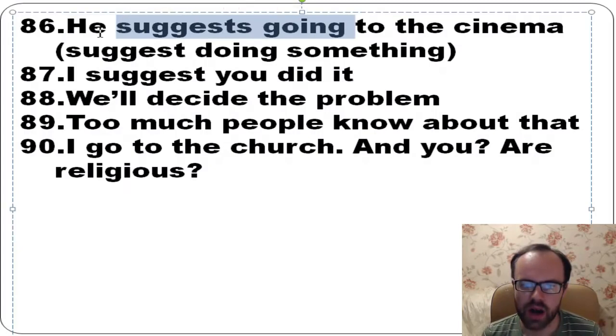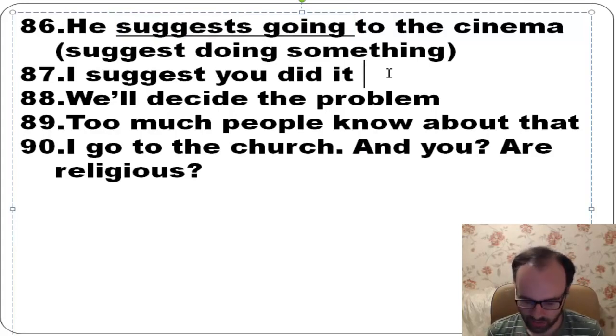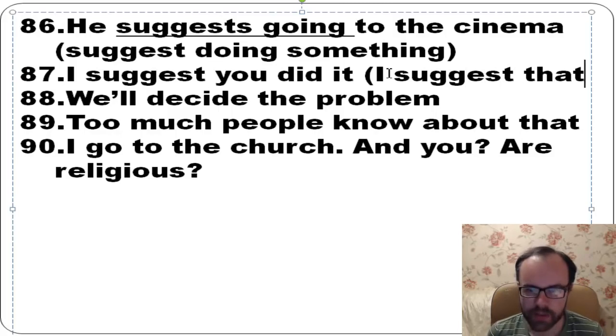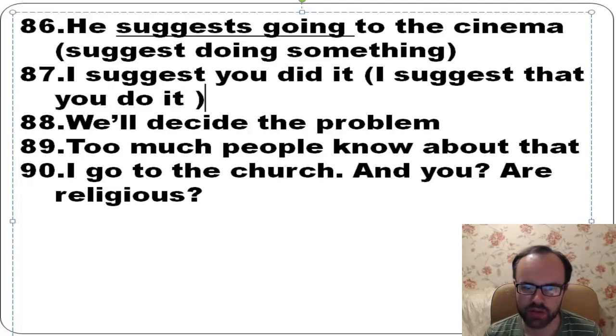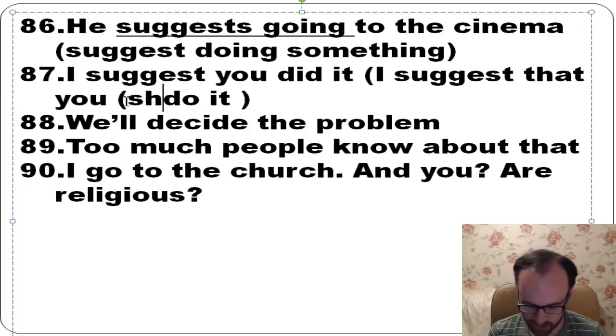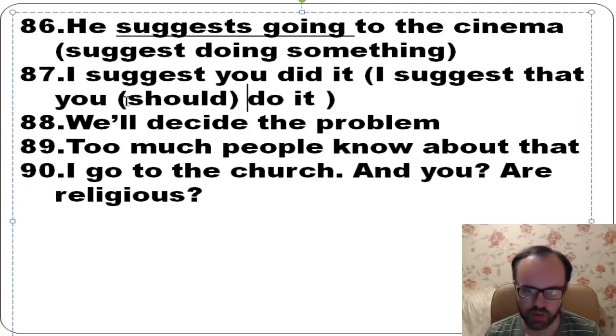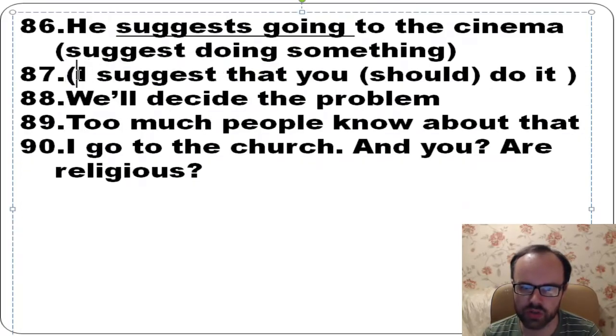Next, I suggest you do it. So I want you to do it. You can say I suggest doing something, suggest going, for example, or I suggest that you do it. Or you can also say it with should: that you should do it. So these two formats, okay? So I suggest that you do it, or I suggest that you should do it.